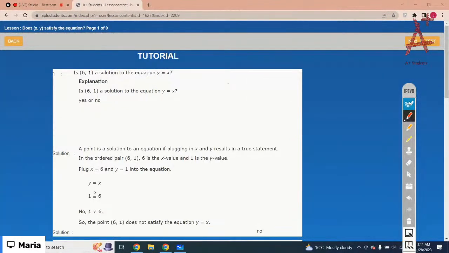So basically, you're given the point 6 and 1, and you're given the equation. You have to put the ordered pair in the equation and see if the equation satisfies the point. In an ordered pair, the first value is always the x value and the second value is y. So x equals 6 and y equals 1. The equation is y equals x. Just put in the values. Y is 1 and x is 6, and they are not equal. That means (6, 1) is not a solution of the equation. If they are equal, that means the point satisfies the equation.